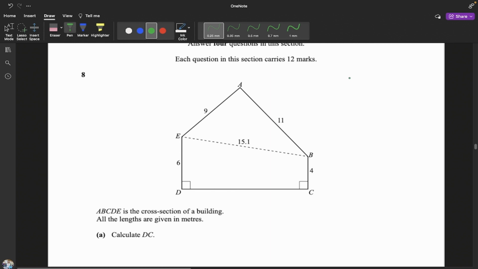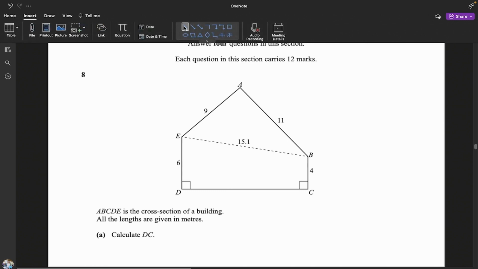So, in the question they say ABCD is a cross section of a building. This is a cross section of a building. All the lengths are given in meters. Calculate DC. So, for this calculation, I would construct a line.